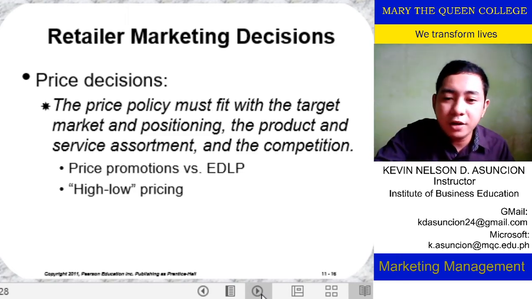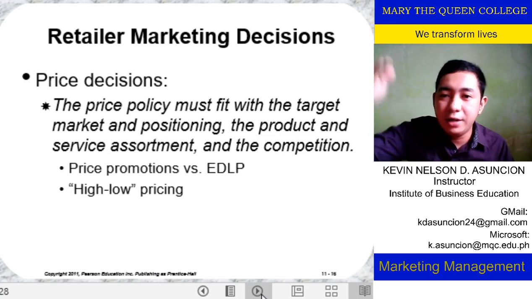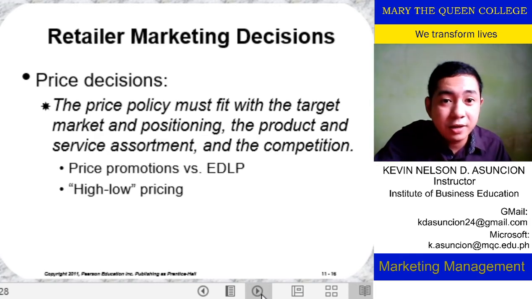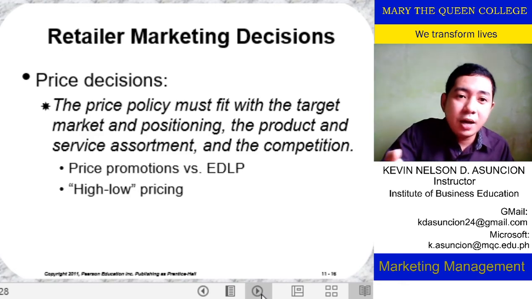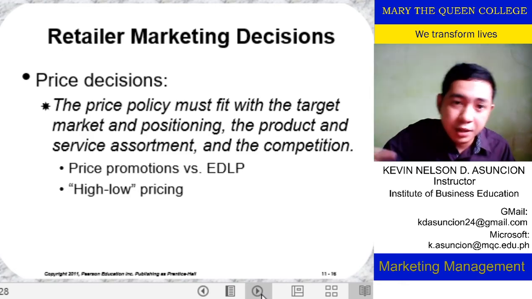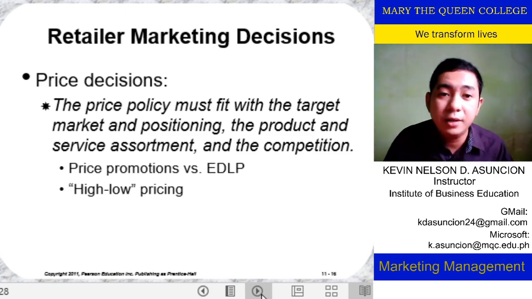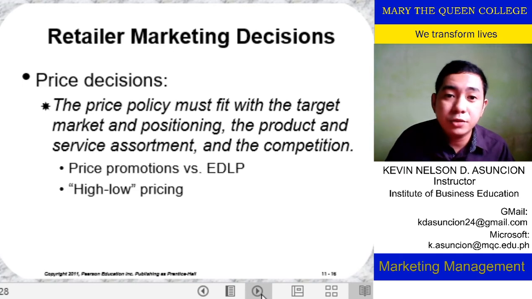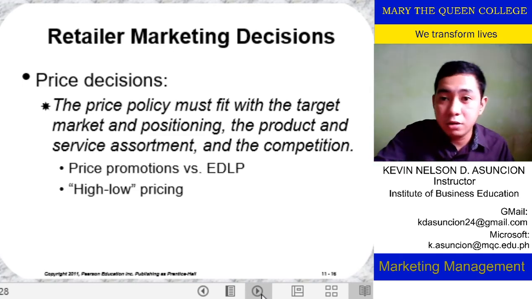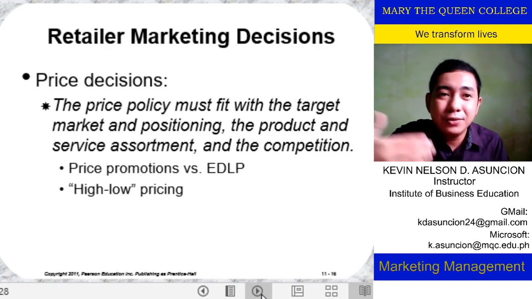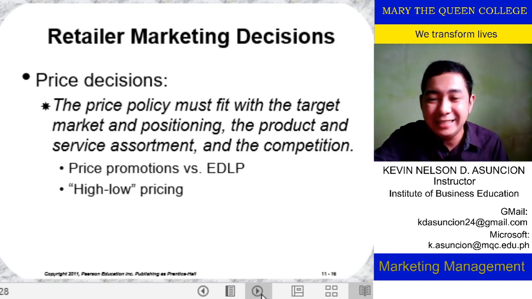So, if your target market, sa klase ng tao, ay nasa mababang segment, of course, pricing decision in retailing must be a factor in the decision making, no? Depende sa position mo sa market, the target market and the position in the market, the product service assortment, and also of course the competition, no? Na napag-aralan naman natin, so you know factors affecting the prices na.